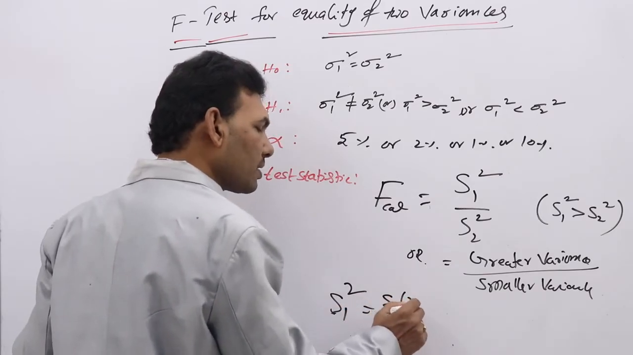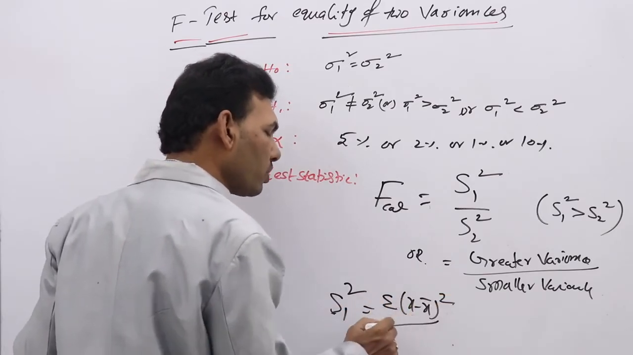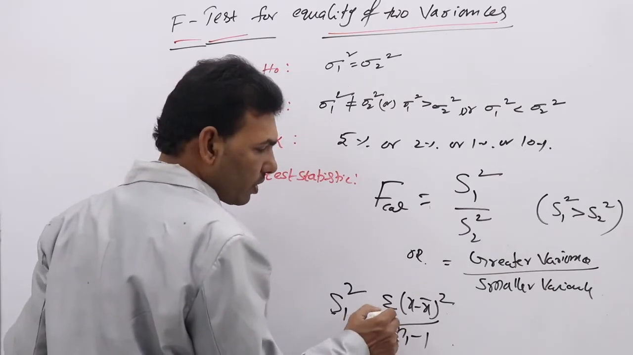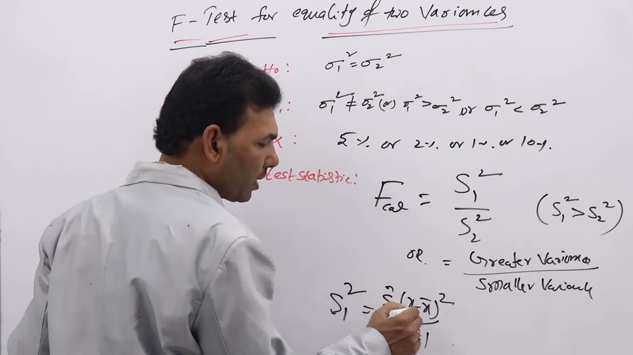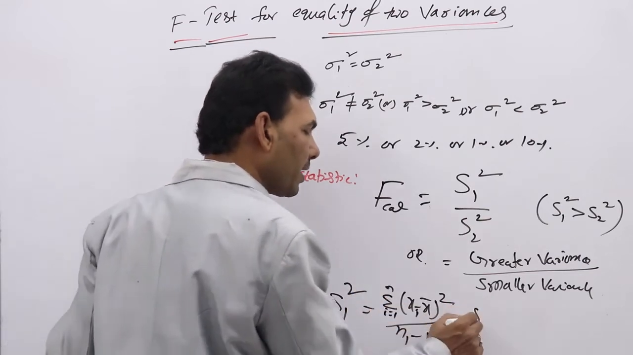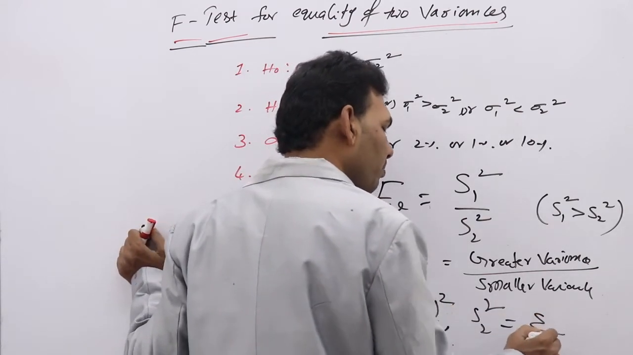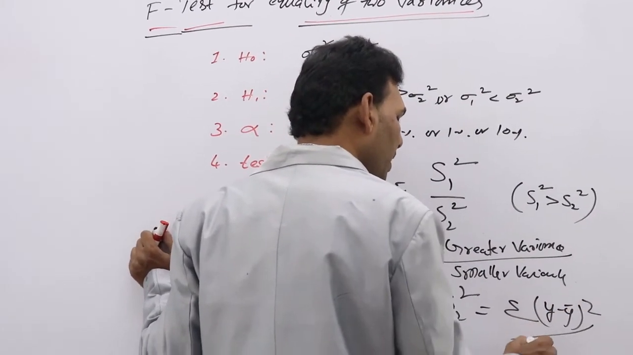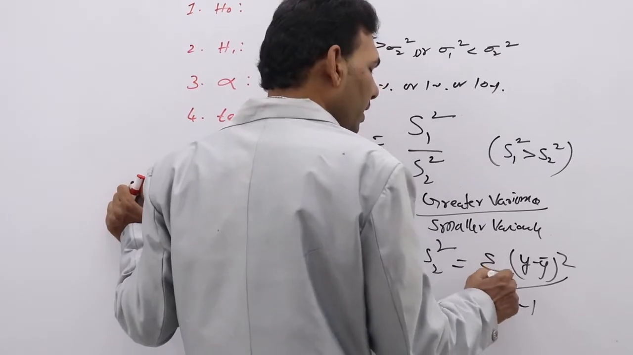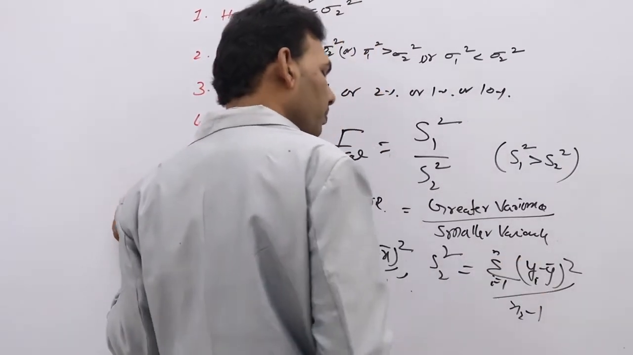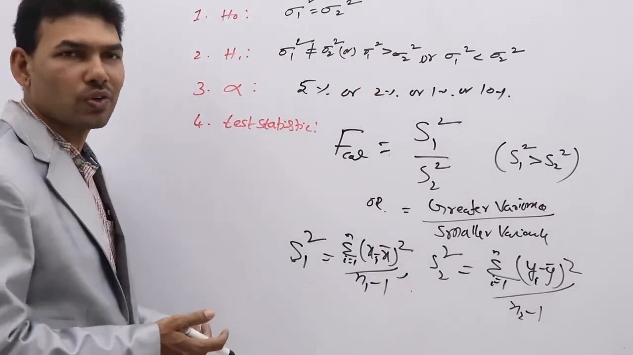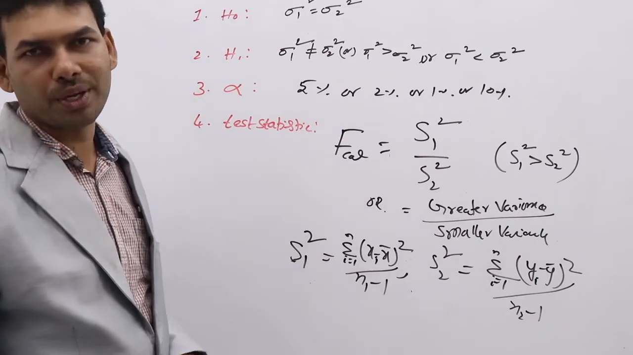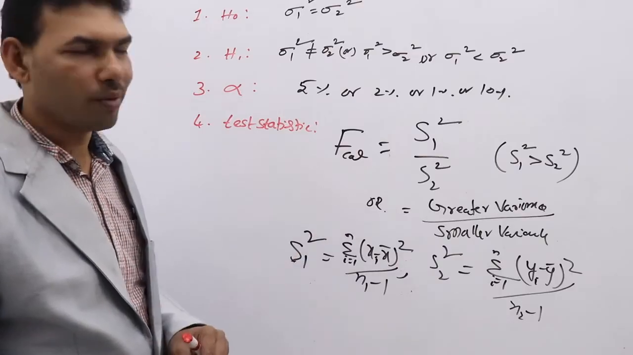S1 square is sigma of x minus x bar whole square by n1 minus 1 for sample size 1, where i equal to 1 to n, x i. Similarly, S2 square is sigma of y minus y bar whole square by n2 minus 1, i equal to 1 to n, y i. Like this you need to calculate S1 square and S2 square. Which one is greater, that one you need to keep in numerator, smaller one in denominator.